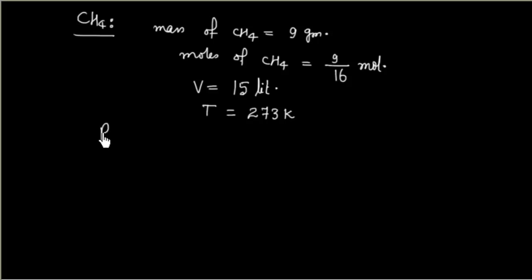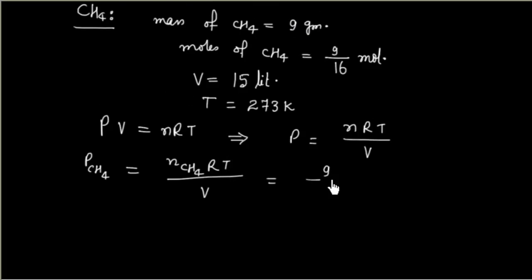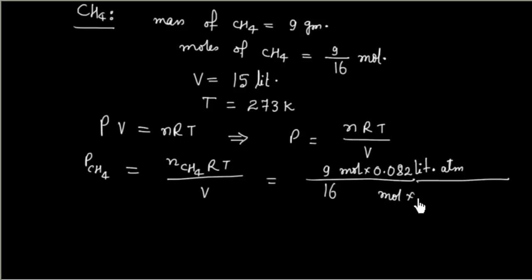So let us apply for methane. PV is equals to nRT. So I will have P is equals to nRT by V. So if I need for methane, I have to take the moles of methane into R into T divided by V. So n methane is 9 by 16 mole, R is 0.082 liter atmospheric pressure divided by mole Kelvin, and temperature is 273 Kelvin, and this divided by volume is 15 liter.